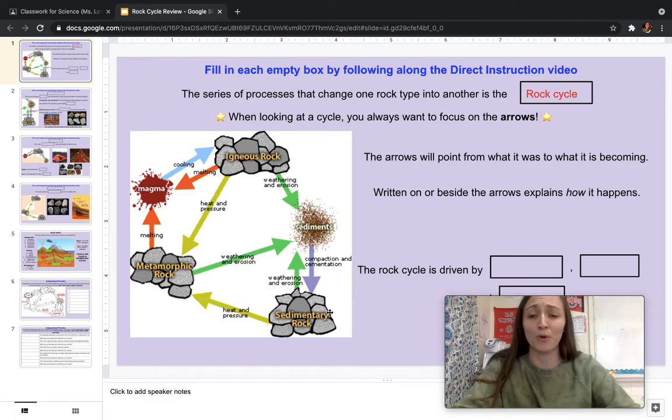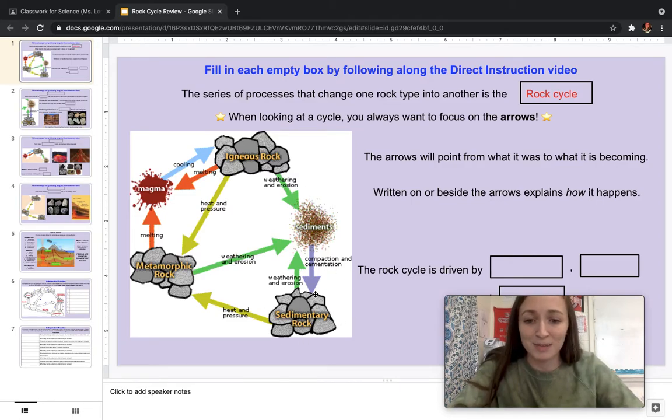So the arrow is going to point from the starting product or the starting rock and point toward what it is becoming. So if we look right here, we've got the sedimentary rock. We know we're starting with the sedimentary rock because that's where the arrow starts, and it is pointing toward what it is becoming. So in this case right here, it is becoming a metamorphic rock. And even more importantly, on top of the arrow is explaining how that actually happens. So we know that a sedimentary rock becomes metamorphic by heat and pressure, which we're about to cover all of that. So the arrows are our besties here. We really got to focus on them. They tell you everything you need to know.